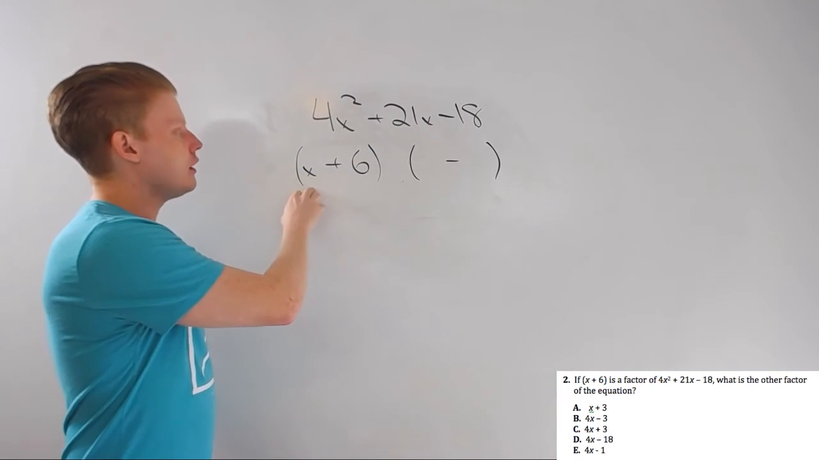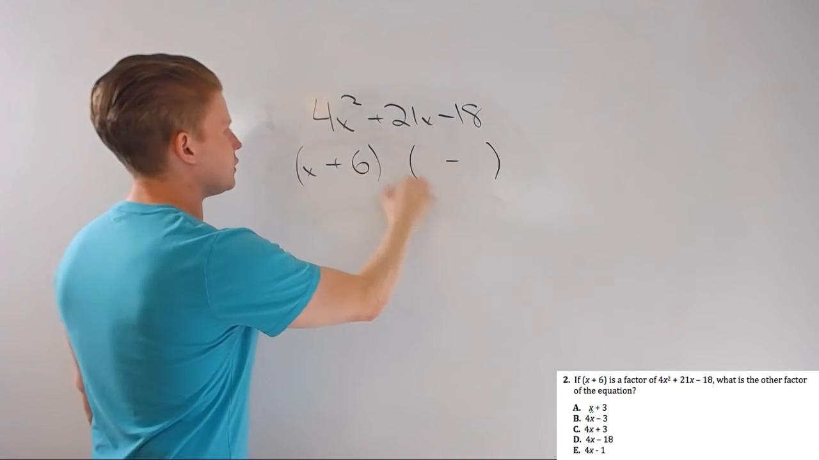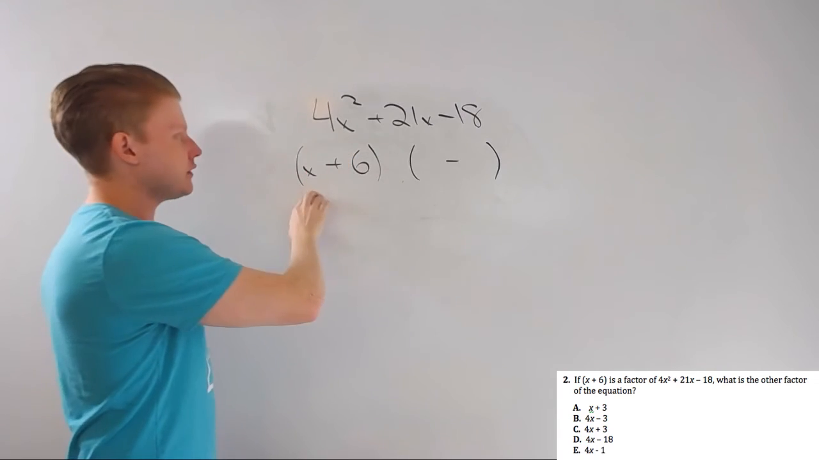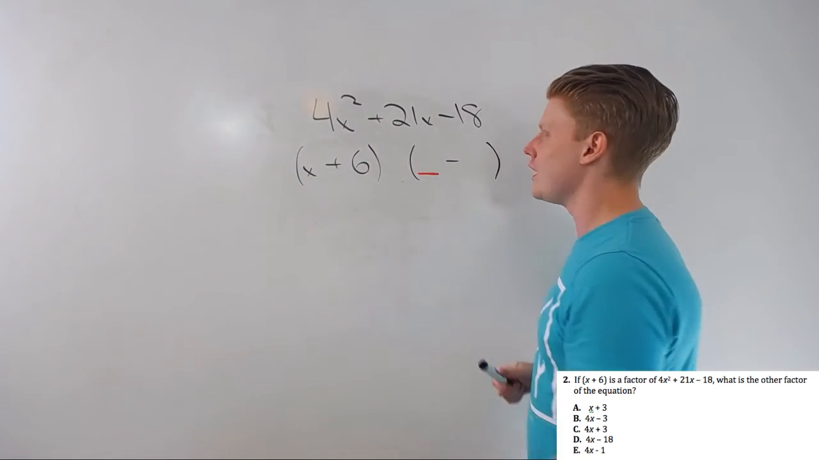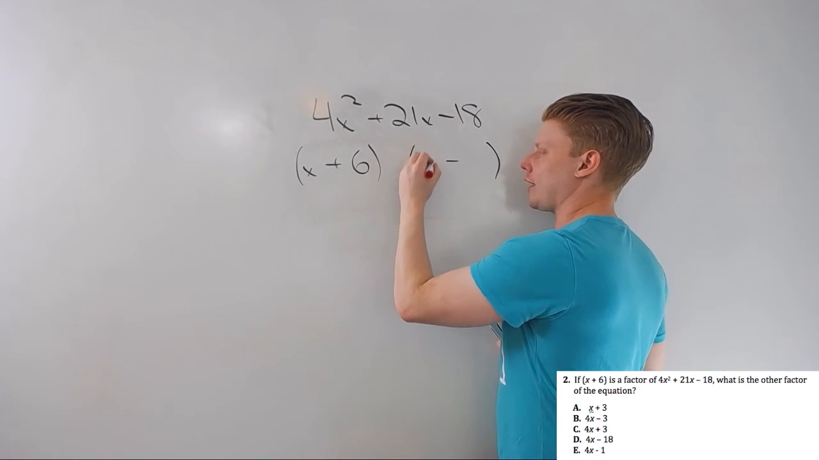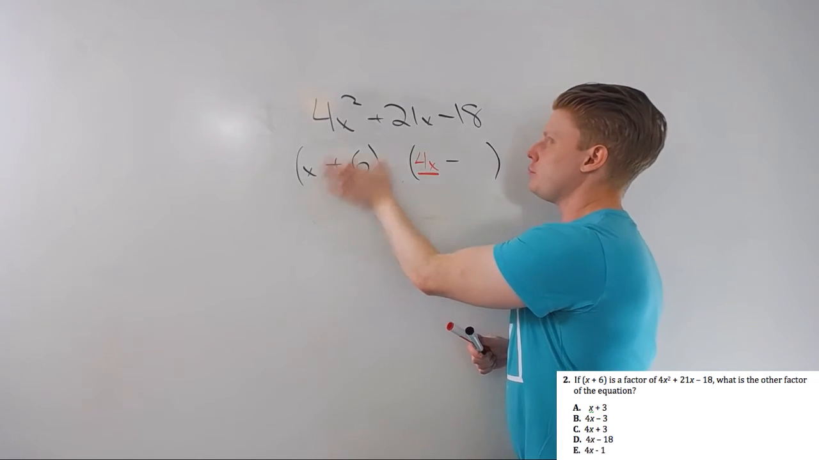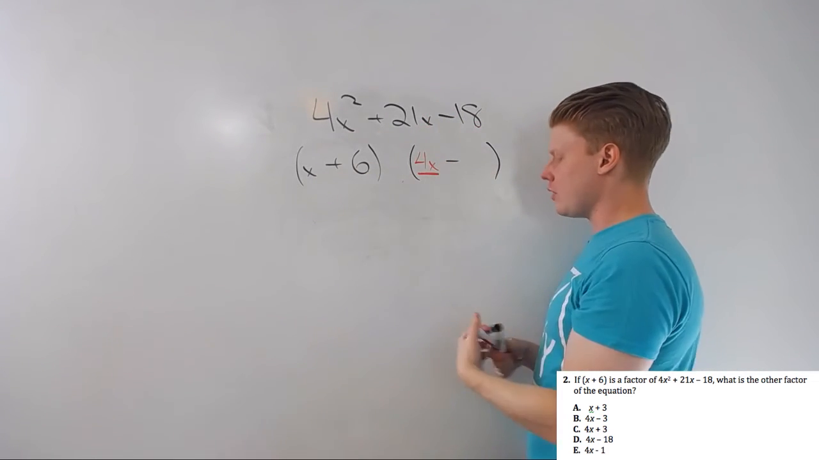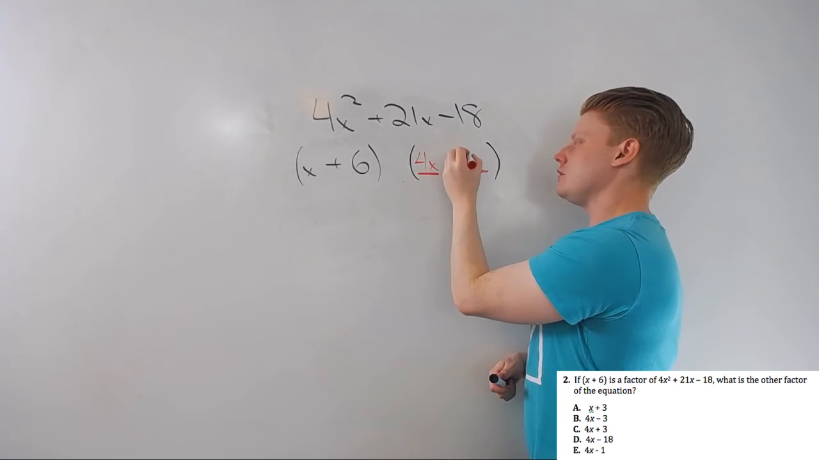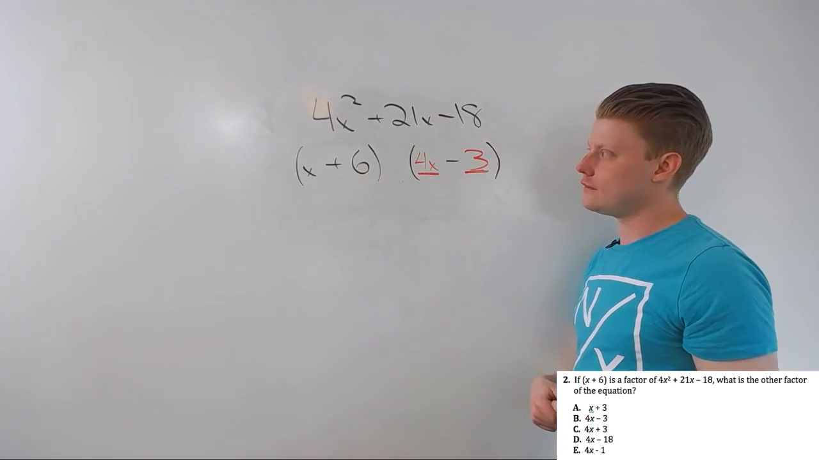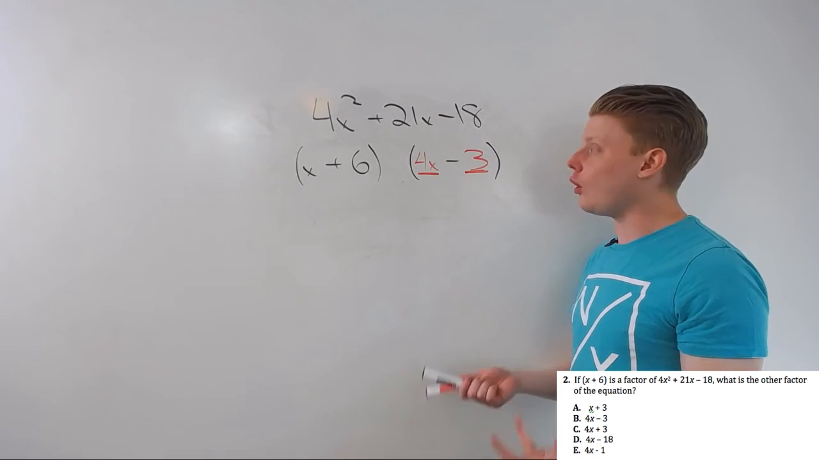I'm going to say, well, it's kind of like FOIL, right? X times something is 4x squared. X times this first blank right here is 4x squared. That means this has got to be 4x. There's no other way around it. 6 plus times something over here is negative 18. 6 times something is negative 18. That's just got to be negative 3. That's it. That's all you have to do.